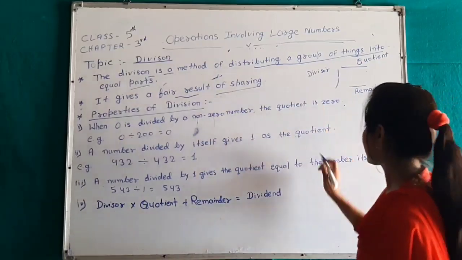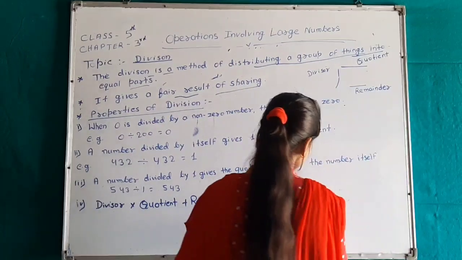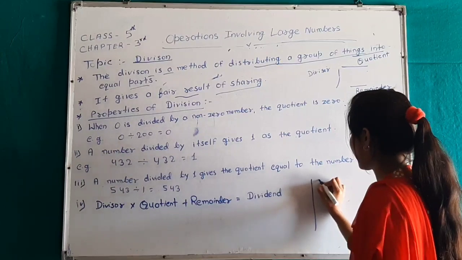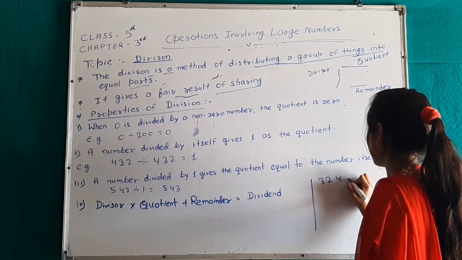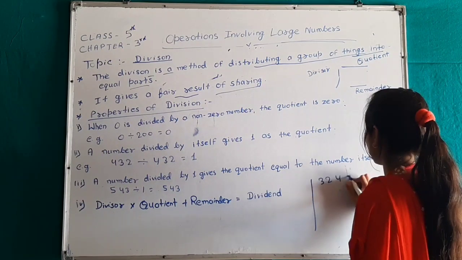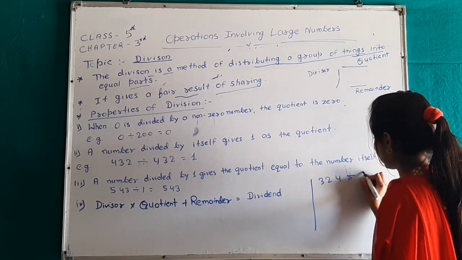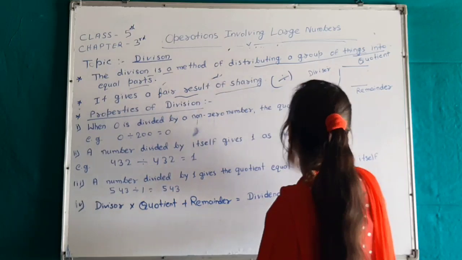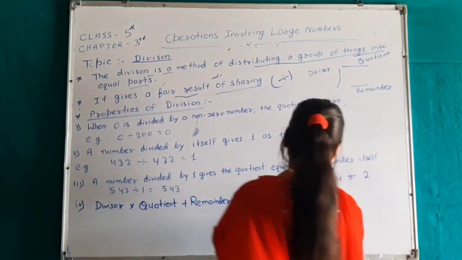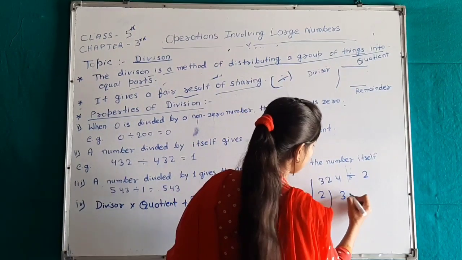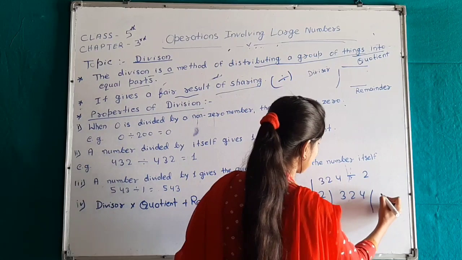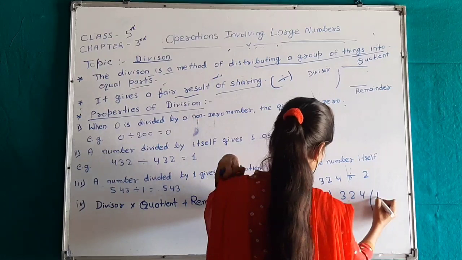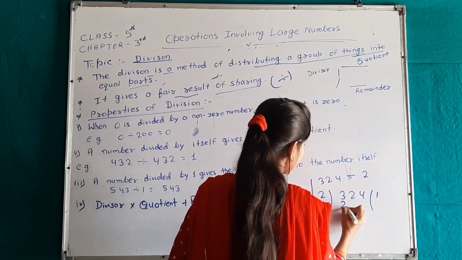First of all, let's see an example of division. What is division? We have to divide 34 by 2. This is the sign of division. Let's start: 2 into 3, 2 into 1 equals 2.